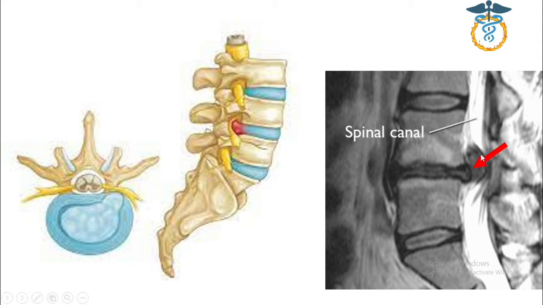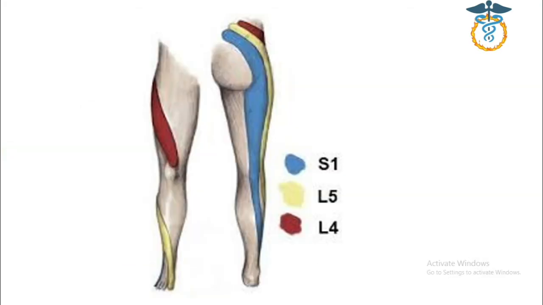And in this MRI you can observe that this intervertebral disc is compressing the spinal cord here in the posterolateral position, and it can cause radicular symptoms. The most affected nerves are S1 and L5 roots, and sometimes L4 roots. Based on the affected nerve, some pathways can be observed for the radiating pain.